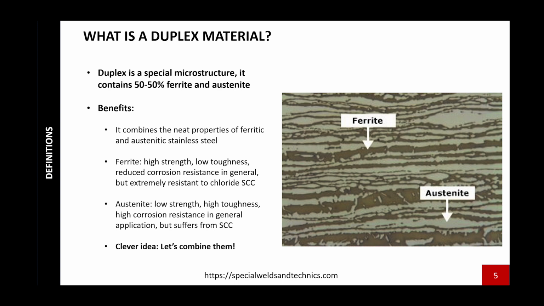So the idea was, okay, let's mix the two materials and hopefully we would get an alloy that combines all the favorable properties. And this experiment was successful, and the typical microstructure can be seen on the right side of this slide. The white areas are the austenite and the brownish lines are the ferrite. I will present their development history in more detail in the following video.